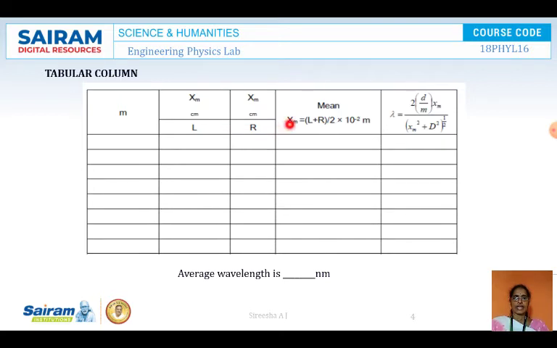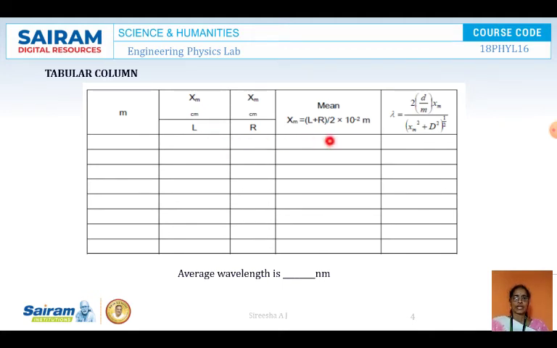Now XM is the average of the left side and right side. Average means left plus right by 2. This is taken in centimeters, and now we are converting into meters, so it is 10 to the power of minus 2. So for the first order you have two readings, left side as well as right side. Measure the distance from the center spot, note down the distance here, take the average of the two, and you will get XM over here.